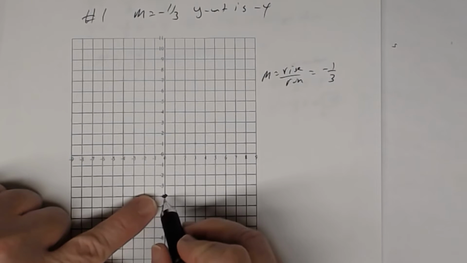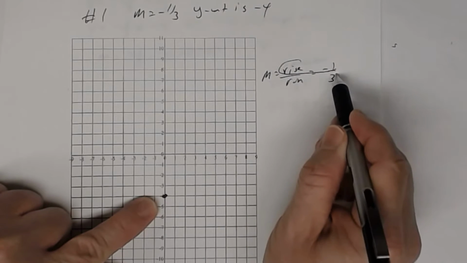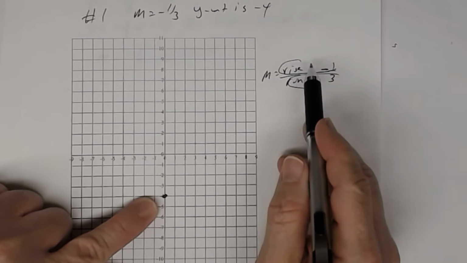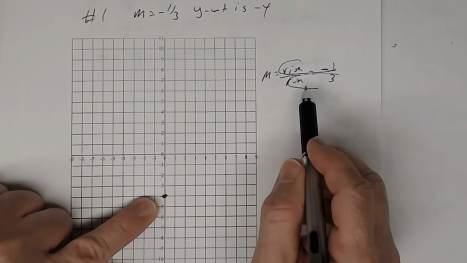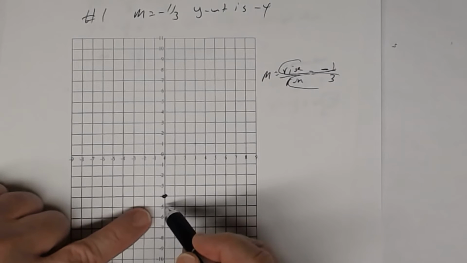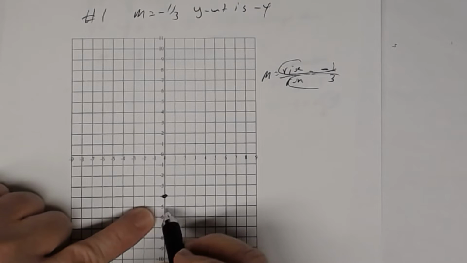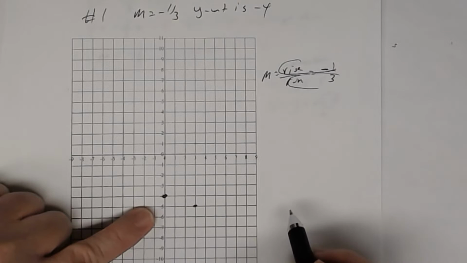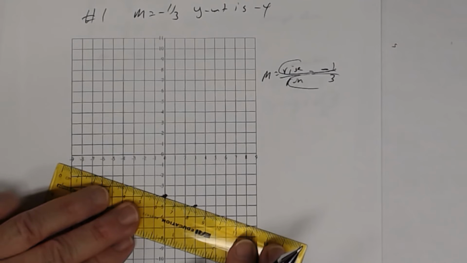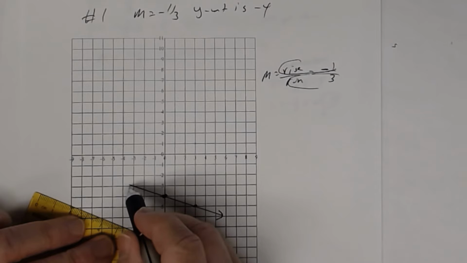From that point, I'm going to use the slope, rise over run. So my rise is a negative 1, right? So remember, rise, go up, down, run, go right, left. So since my rise is negative 1, I'm going to go down 1 from this point, and my run's a positive 3, so I go to the right 3. 1, 2, 3, and there's your point. And then all you do is draw your line, and you're done. That's the line.